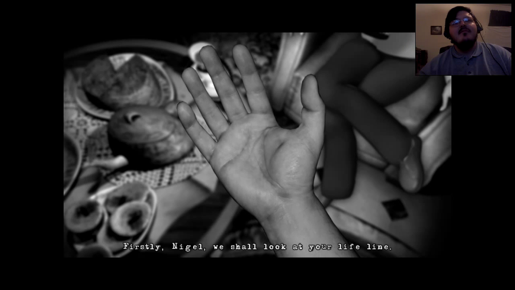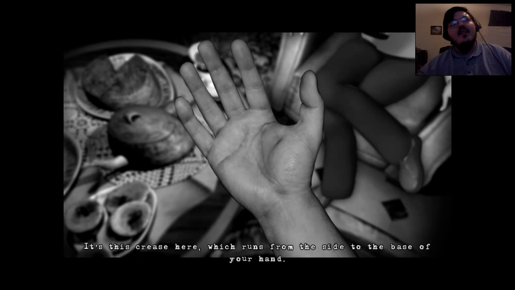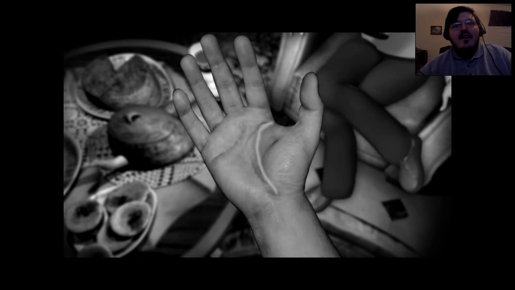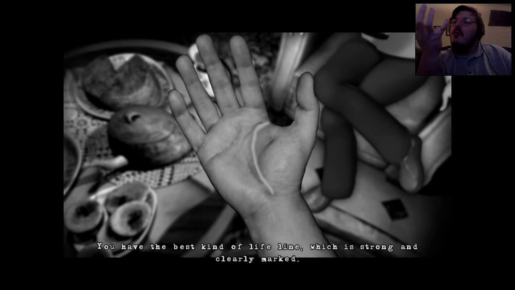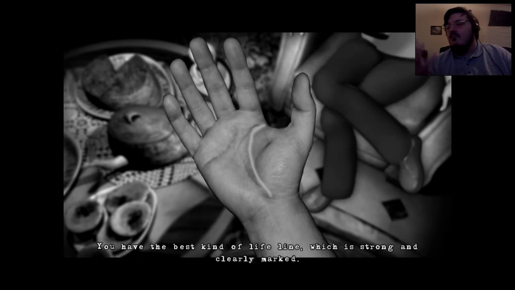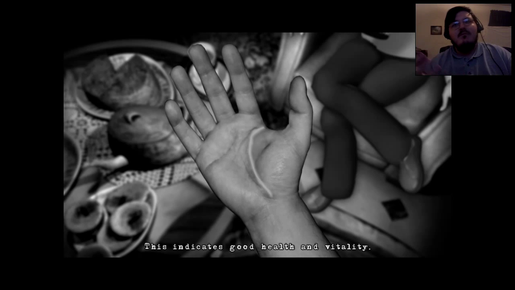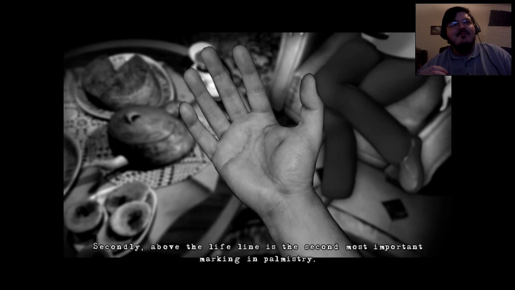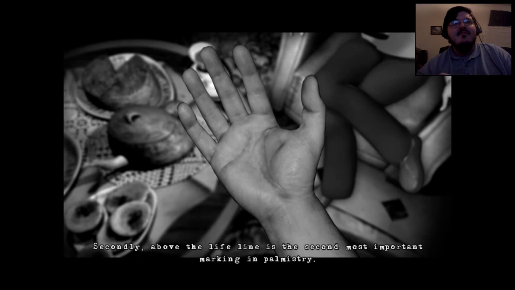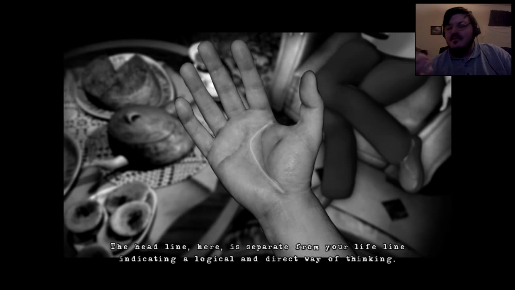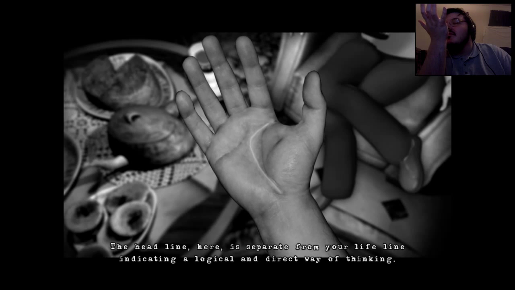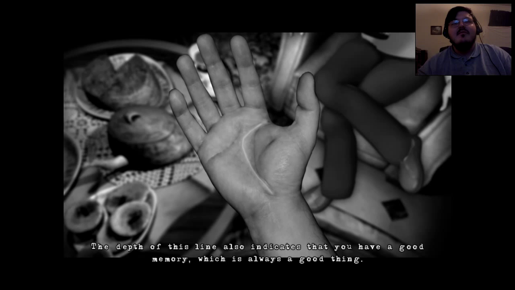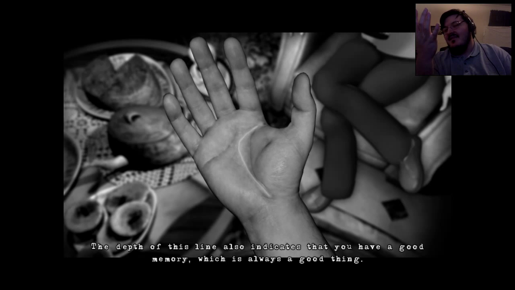Firstly, Nigel, we shall look at your lifeline. Is this which runs from the side to the base of your hand? You have the best kind of lifeline, which is strong and clearly marked. That indicates good health and vitality. Secondly, above the lifeline is the second most important marking in palmistry. The headline here is separate from your lifeline, indicating a logical and direct way of thinking. The depth of this line also indicates you have a good memory, which is always a good thing.